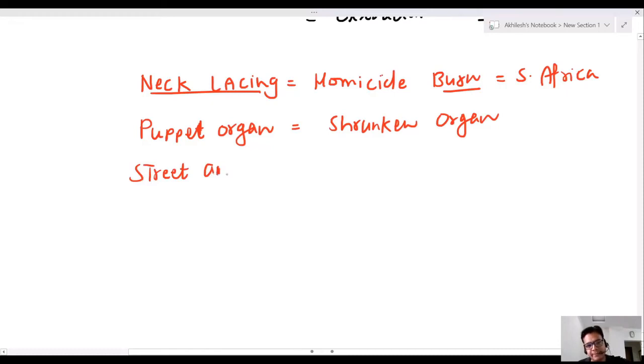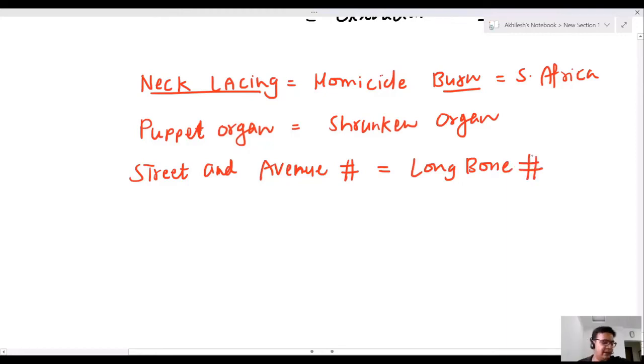Street and avenue fracture is a long bone fracture in burn cases. This is known as street and avenue fracture. So revise with me.